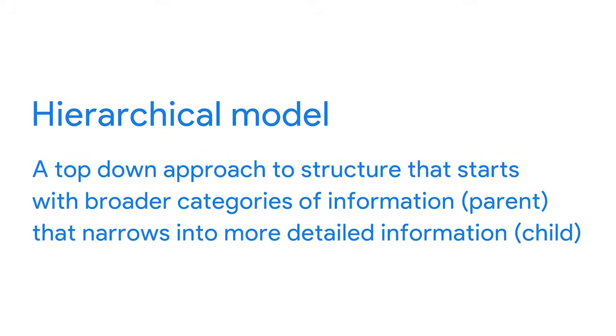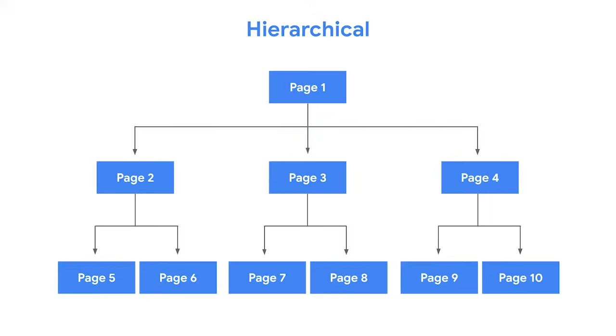It's a top-down approach to structure that starts with top-level categories of information, referred to as the parent level. Then content is narrowed into more detailed information, called the child level. This structure is very similar to a family tree, which is what the parent and child level terms are based on. The first page of a hierarchical website is the home page, where users start.